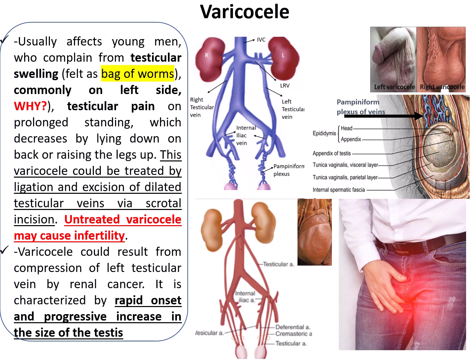So here again is the testis, and here is the pampiniform plexus, which forms the testicular veins, and you can see here the left testicular vein draining to the left renal vein, and right testicular vein draining to the inferior vena cava. Varicocele, or dilated enlarged testicular veins or pampiniform plexus, is more common on the left side.